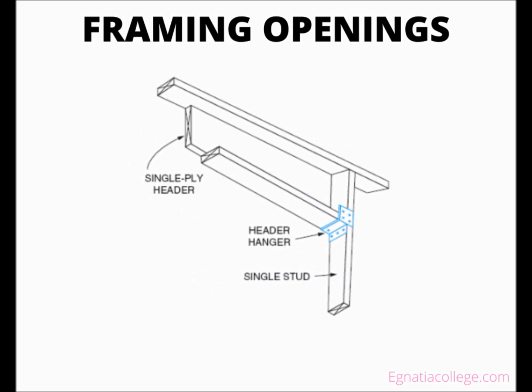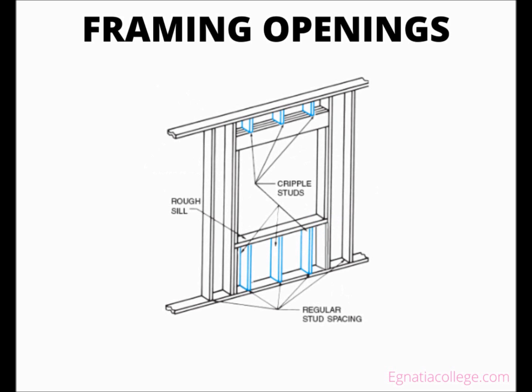Following advanced framing techniques, the header may be a single 2 by installed flush with the exterior surface of the wall framing. The decision to use a single ply header must be made by an engineer, considering the loads that will be imposed on the header. The framing around the opening can sometimes be further simplified by replacing the jack studs with steel header hangers. To conserve lumber in non-bearing walls, the header may be 2 by 4.